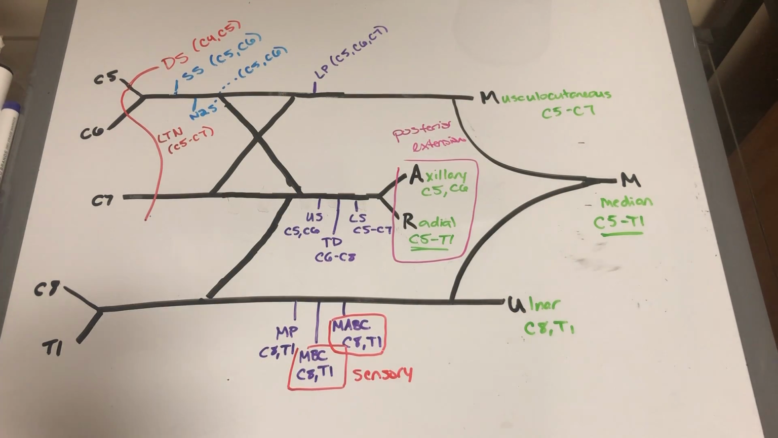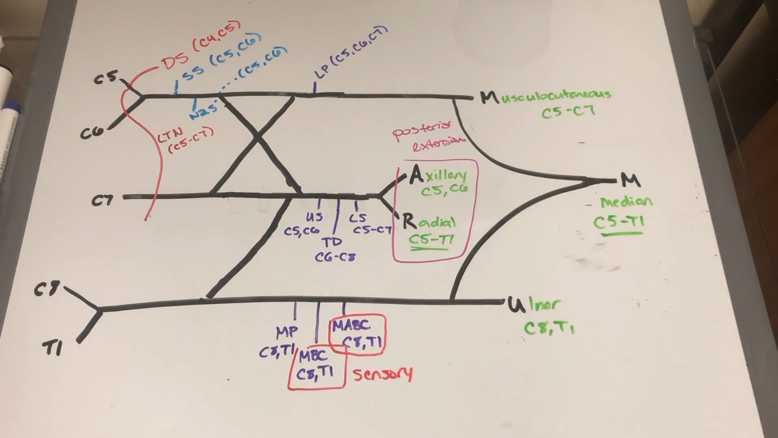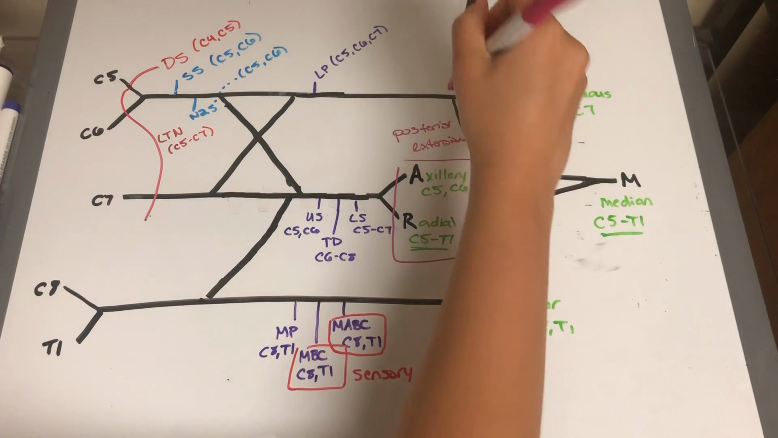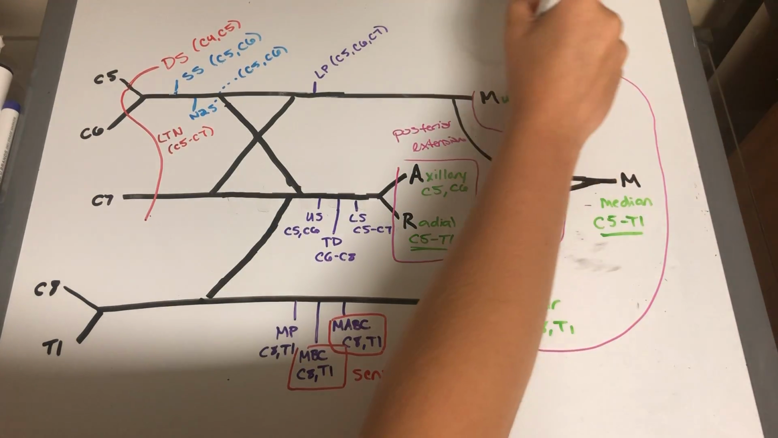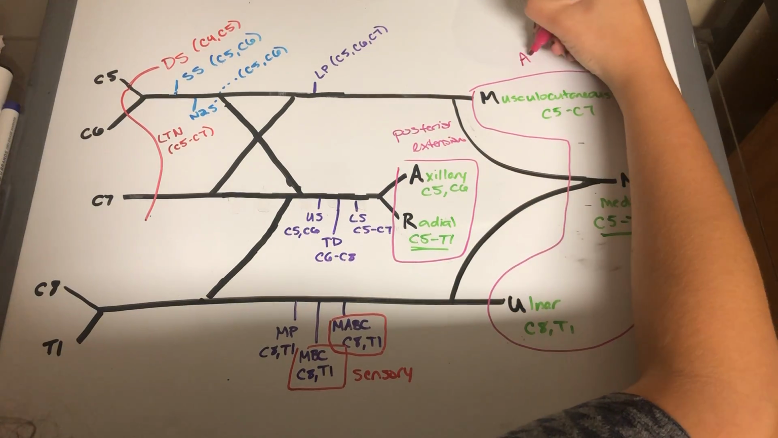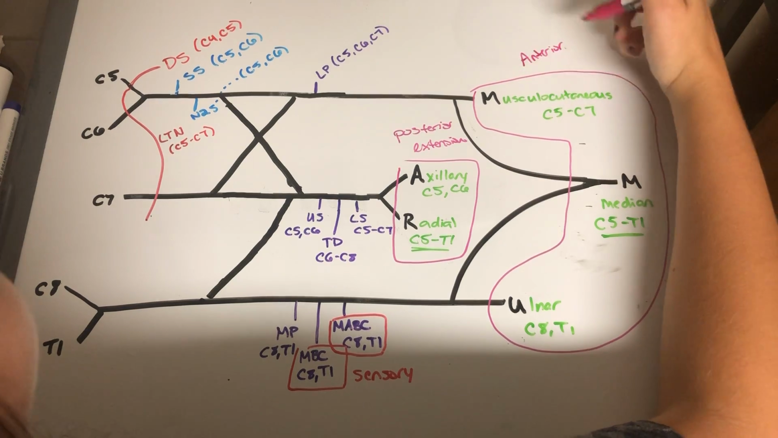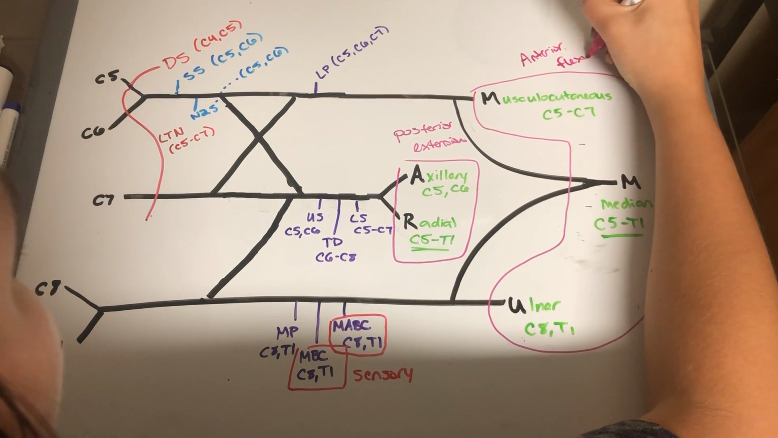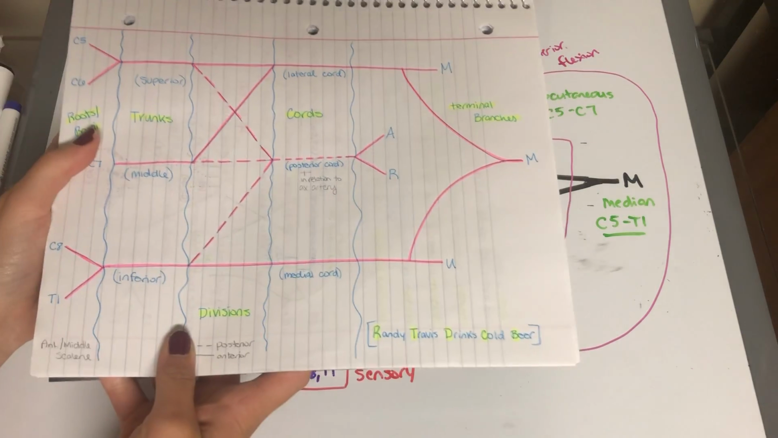And then these 3 are for anterior extremities, and they're for flexion. So these ones are anterior, and they are for flexion. And this concludes my summary of the brachial plexus.